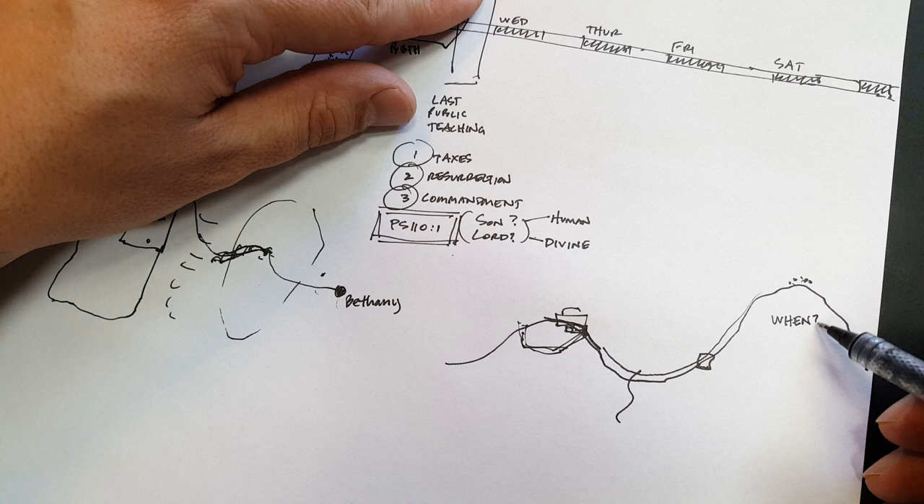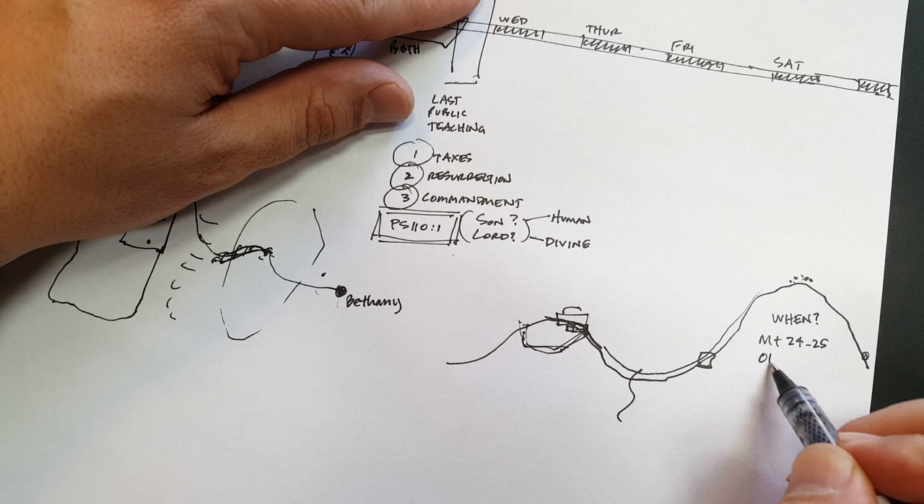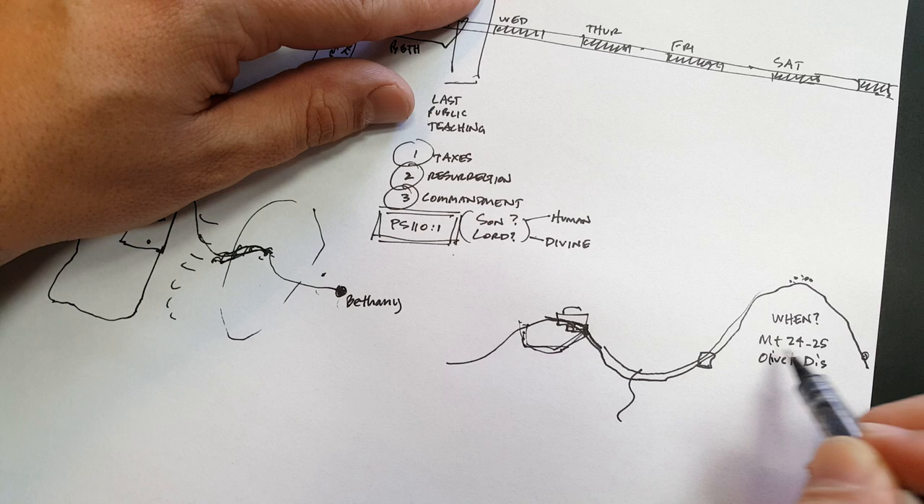And that's why when Jesus is teaching to them about the end times, this is on Holy Tuesday, Matthew 24 and 25, it's called the Olivet Discourse because it's on top of the Mount of Olives. Olivet Discourse. They continue on to Bethany.